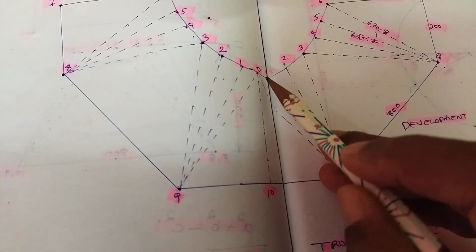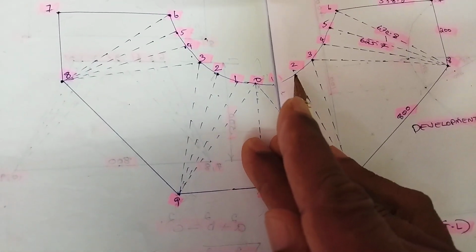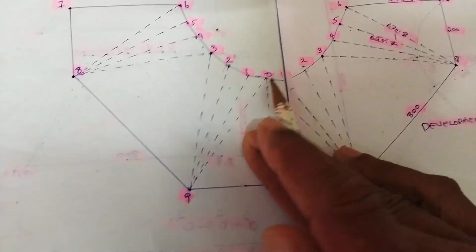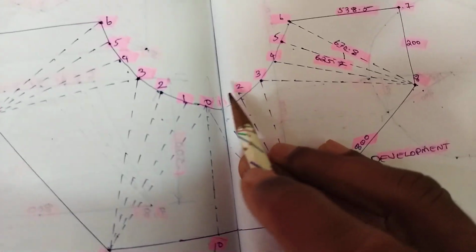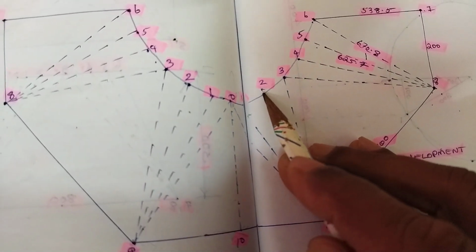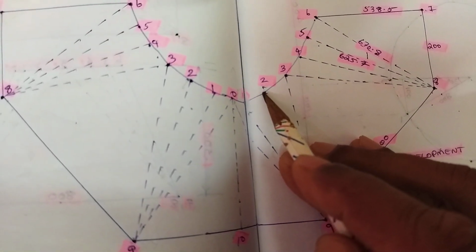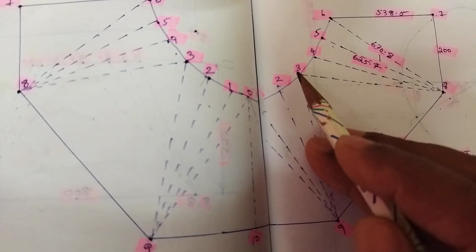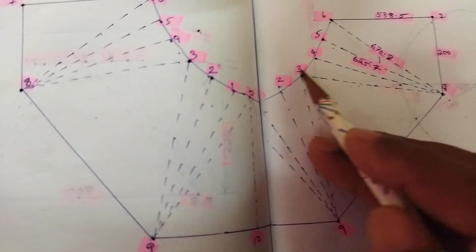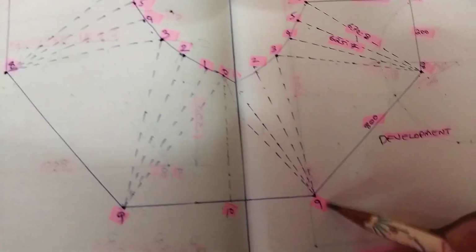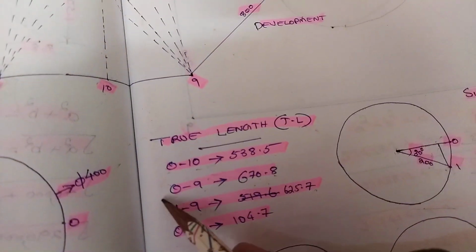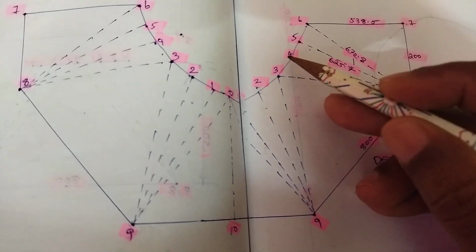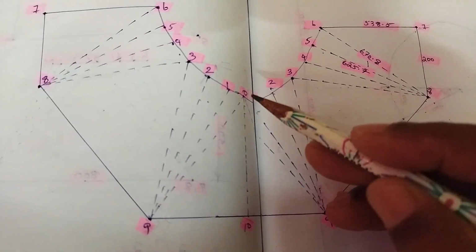Then 1 to 2 we have to mark here. 1 to 2 is same as 0 to 1, 104.7. Again 104.7 has to be marked. What is this length? 3 to 9. 9 to 3 and 9 to 0 are the same. 670.8 has to be marked. So 9 to 0 is marked.